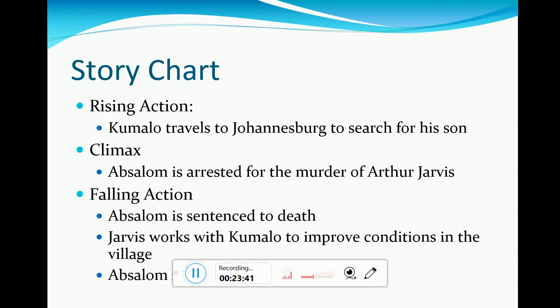So the connection between the two, unfortunately, is that of pain, because Absalom is going to be found guilty for the murder of Arthur Jarvis. It means they both lost their sons by virtue of Absalom killing Arthur Jarvis. And Arthur Jarvis, unfortunately, we are meeting him already being a dead person, but however, we get to know more about him through his death.